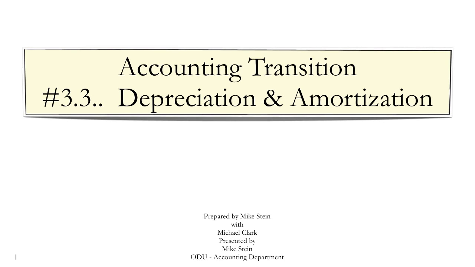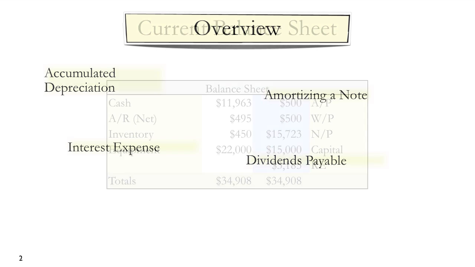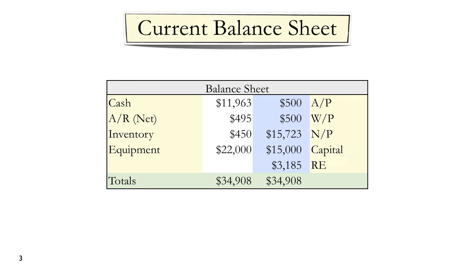This is the final screencast in the Bob's Instant Coffee case. In it, we'll be looking at accumulated depreciation, interest expense, amortization of a note payable, and dividends payable. The balance sheet at the end of the last screencast is given here for reference.